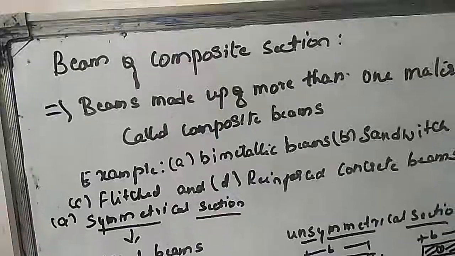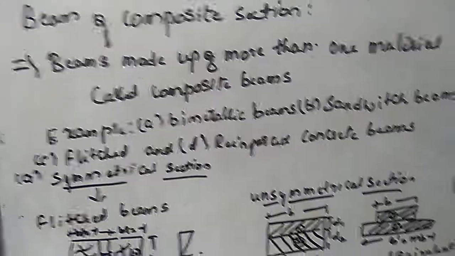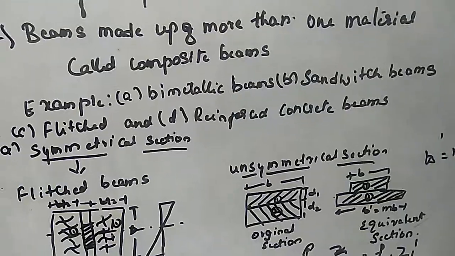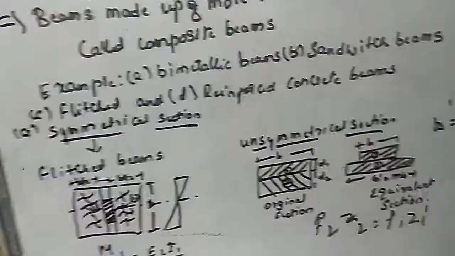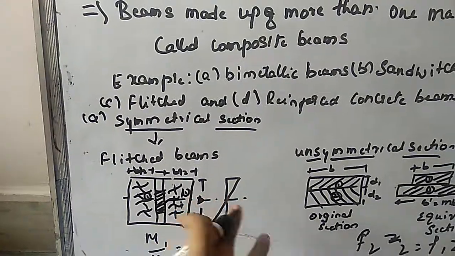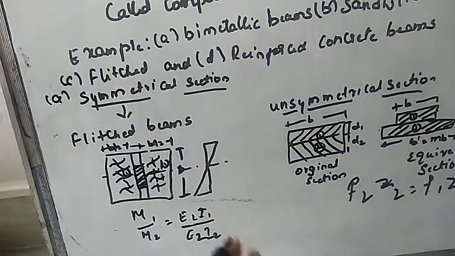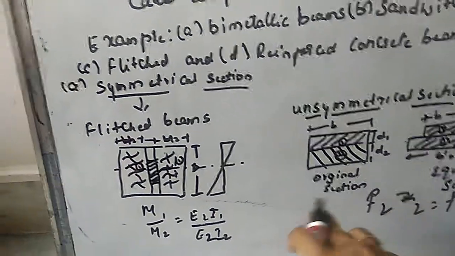Today I told you what is meant by a composite section, and the examples of composite sections for beams: bimetallic beams, sandwich beams, flitched beams, and reinforced concrete beams. I have taken the symmetrical and unsymmetrical sections. For the symmetrical section I gave the example of flitched beams, and the modular ratio m is equal to E2 by E1.